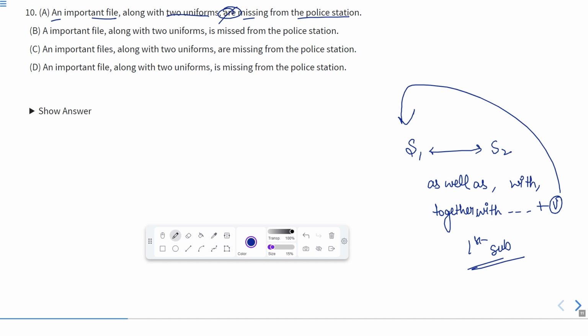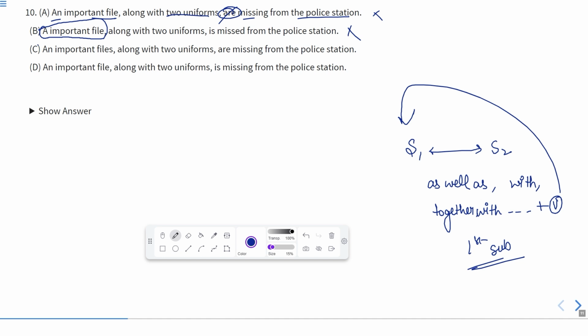An important file, sorry, it is written "a important file". Now "important" begins with a vowel sound, and before a vowel sound we need to write "an", not "a". So this "a" is incorrect, and the B sentence is also incorrect. Why so? Because we cannot write "a important file"; it should be "an important file". So the first one is incorrect, the second one is incorrect, and we have eliminated two.